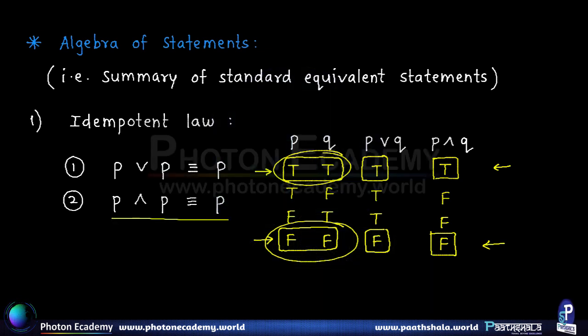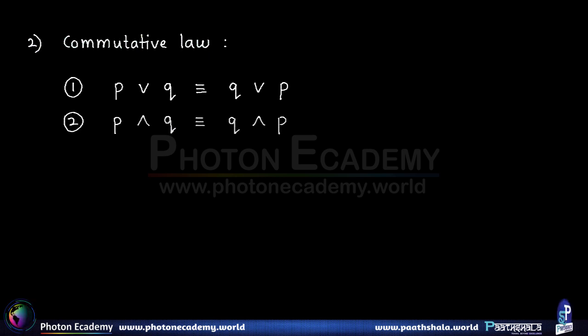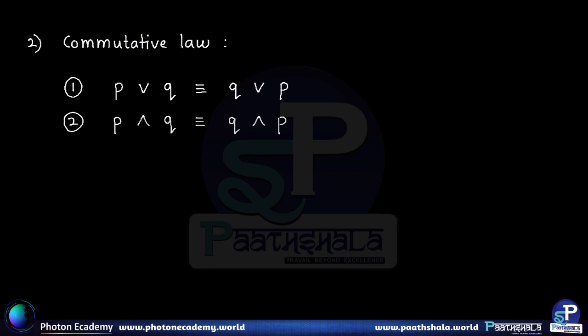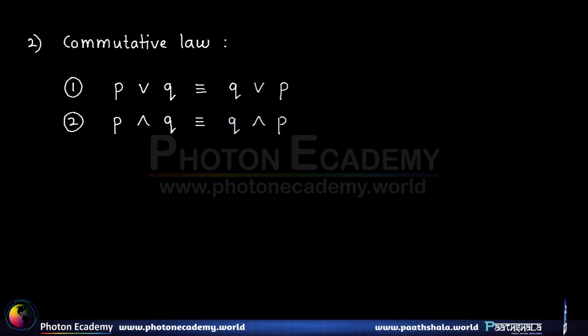Let's go ahead and see what is called the commutative law. We are very much familiar with this from other areas of mathematics: P or Q is equivalent to Q or P, and secondly, P and Q is equivalent to Q and P. By commutative law we mean the result of an operation is the same even if we change the order of the individual elements in that operation. Like we know that addition is a commutative operation. That is the meaning of the commutative law, and it applies for conjunction and disjunction.